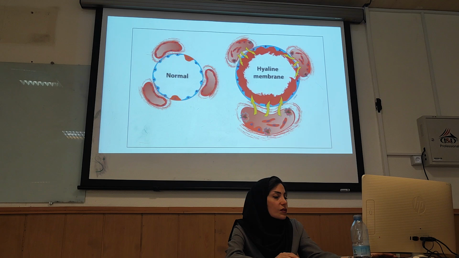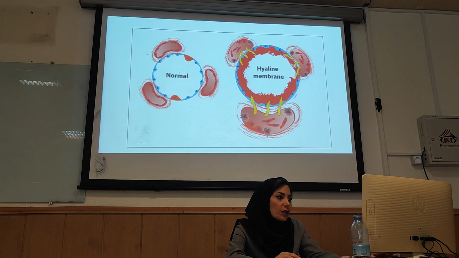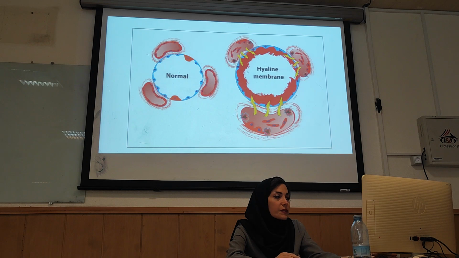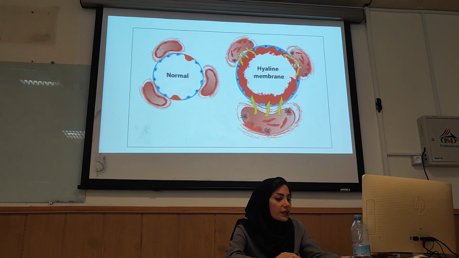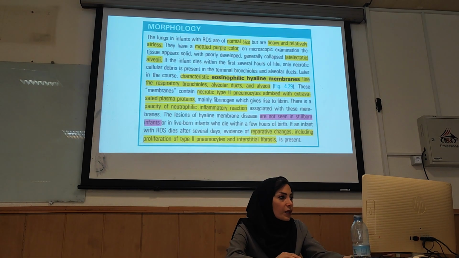This slide also shows you a comparison between normal alveoli with surrounding capillaries and an alveolus that is involved by RDS. You see leakage of plasma and fibrin deposition on the inner surface of the alveoli.